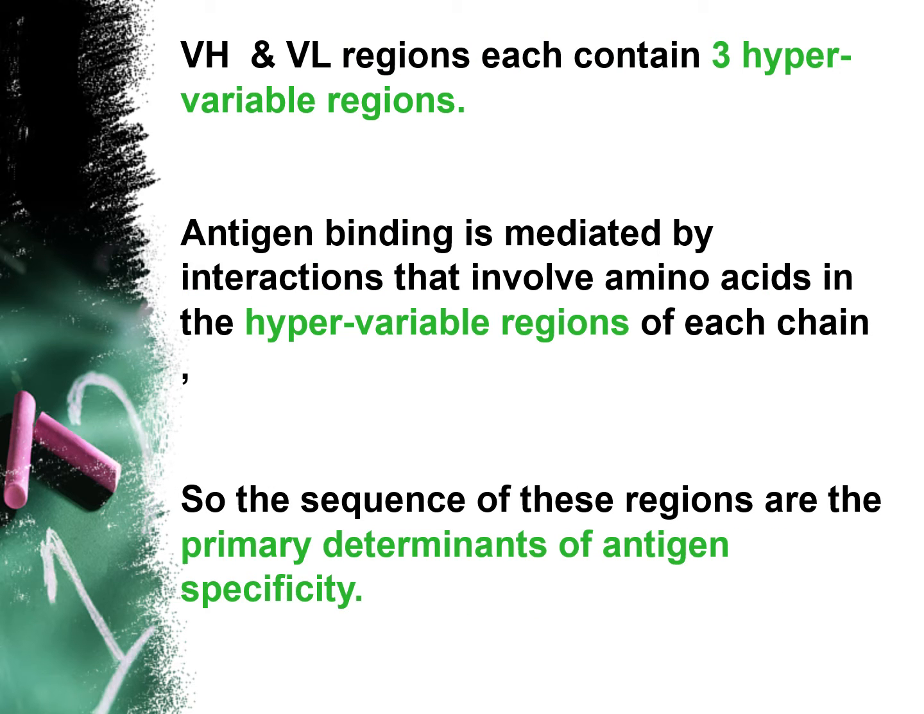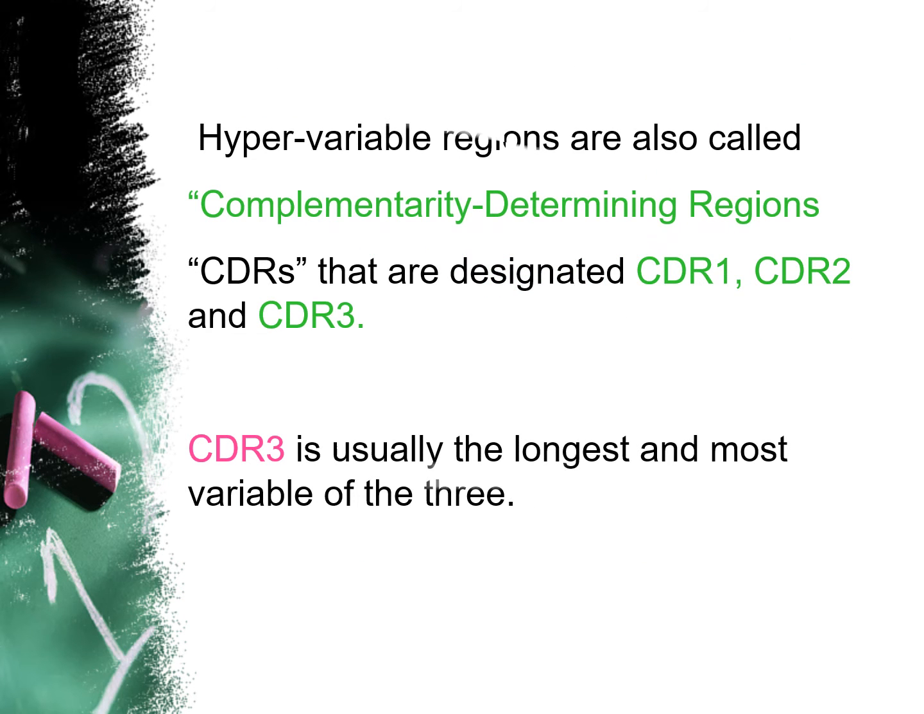Variable heavy and variable light regions each contain 3 hypervariable regions. Antigen binding is mediated by interactions that involve the amino acids in the hypervariable regions of each chain. So, the sequences of these regions are what primarily determine the antigen specificity. Hypervariable regions are also called complementarity determining regions, CDRs, that are designated CDR1, CDR2, and CDR3. CDR3 is usually the longest and the most variable of the three.